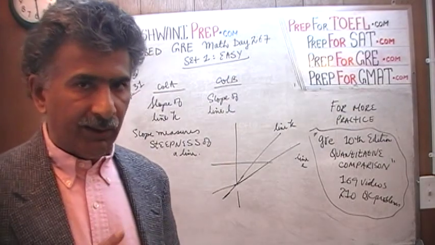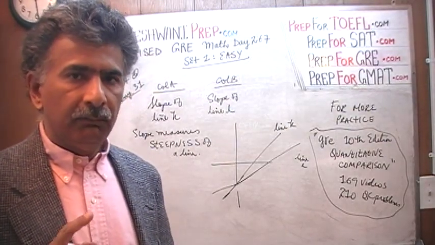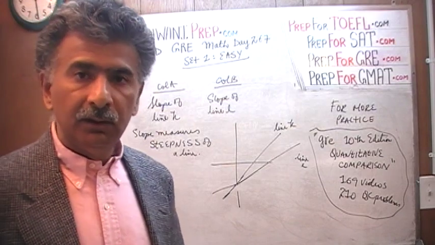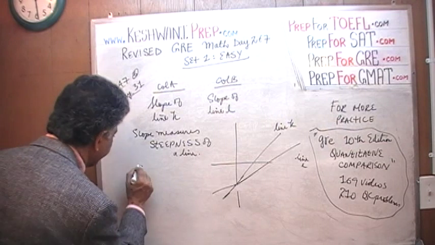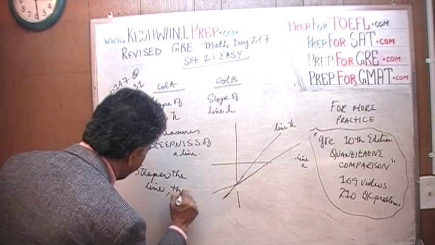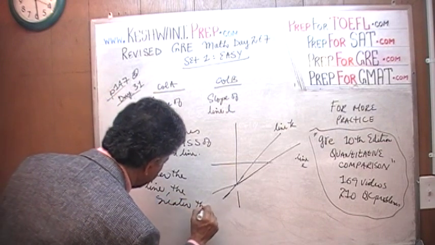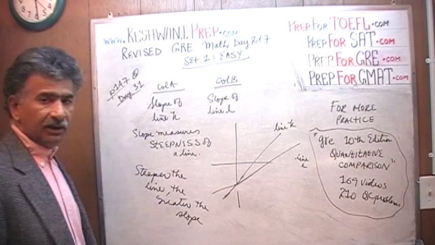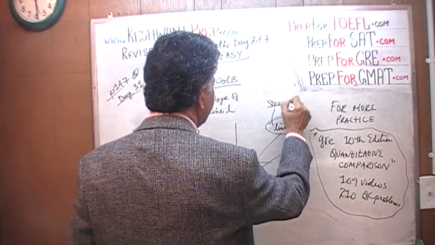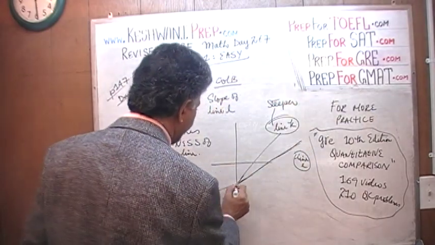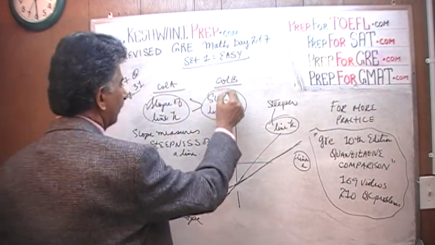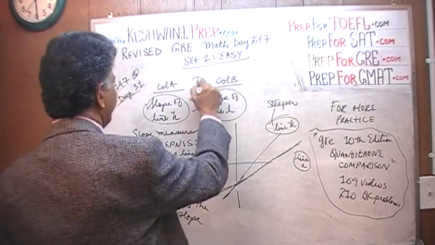What is slope? Not how to measure the slope of a line, but what is it? Well, it's the steepness of a line, and therefore the steeper the line, the greater the slope. Which line is steeper? Line K is steeper. Line L is very shallow. Since line K is steeper, the slope of line K is going to be greater than the slope of line L. That's all. The answer is A.